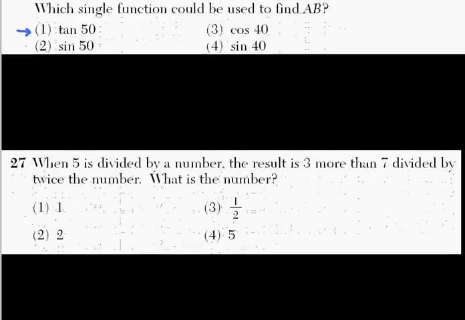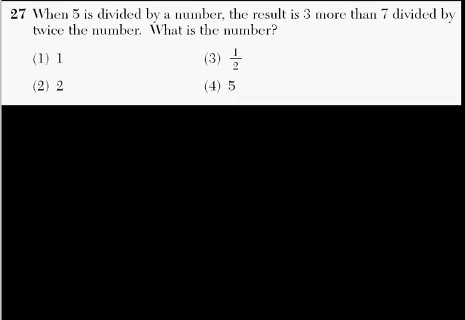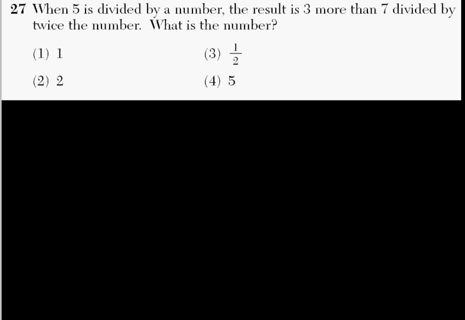The next problem is number 27. It's one of those word problems. When 5 is divided by a number, the result is 3 more than 7 divided by twice the number. What is this number? Okay, now remember from the last problem we did like this, in a word problem where they're asking you to find this mystery number, right? We're going to want to call this mystery number x. So anytime we see the word number, we're just going to put x in its place.